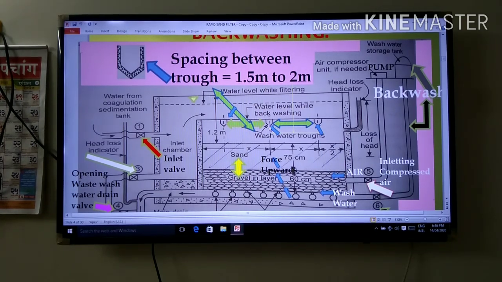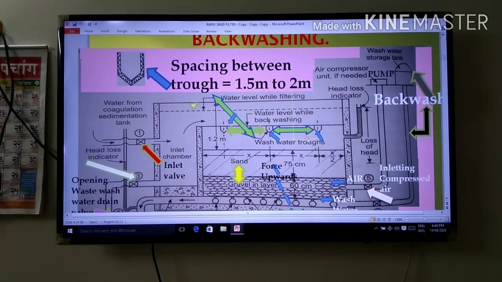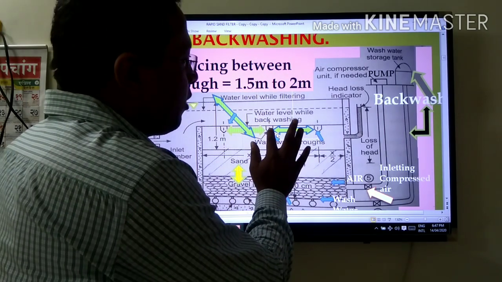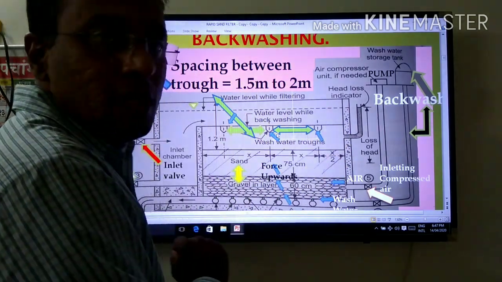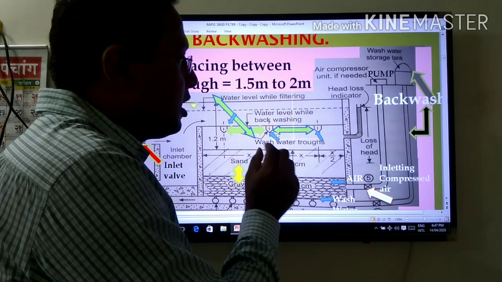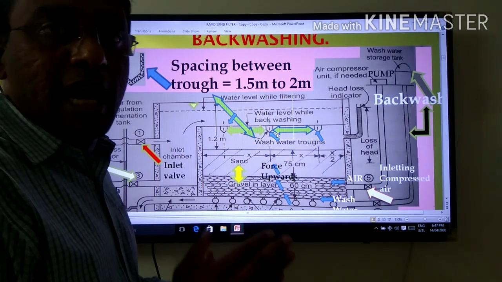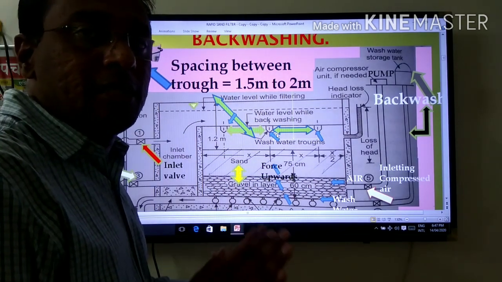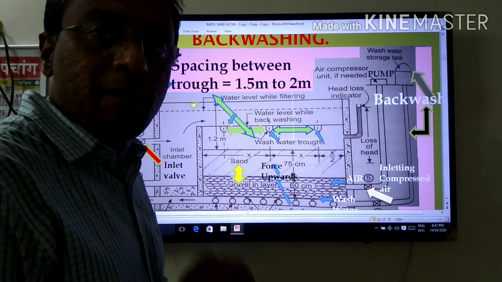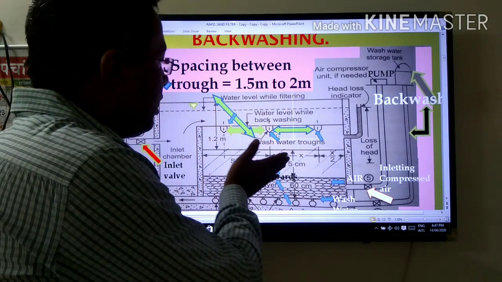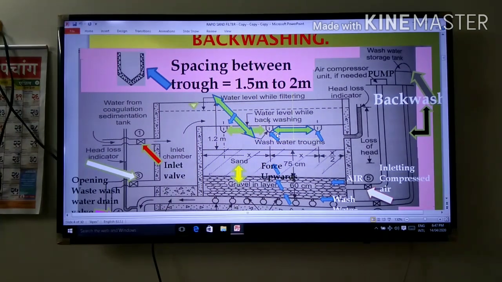Another thing is, this wash water troughs is provided at the spacing equal to 1.5 meter to 2 meter. A number of wash water troughs are provided. Now you have to understand the troughs is only for carrying dirty water and sand. That is, sand remains in position and only dirty water is connected to wall number 4.